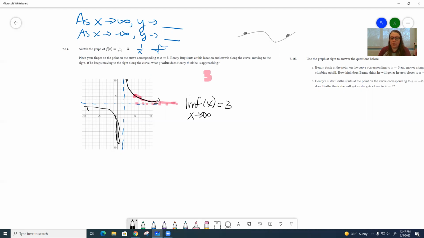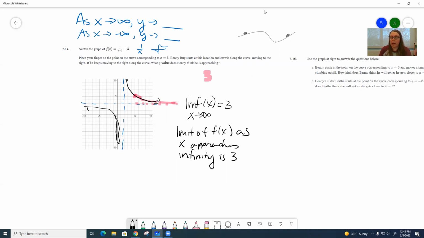Rather than writing out this sentence, this is called limit notation. So we read this as the limit of f of x as x approaches infinity is 3. And we have a horizontal asymptote. And we talked about this when we did end behavior. If you have a horizontal asymptote, then that is your end behavior. That's also the limit as you approach infinity. So that's another way that we can write this.